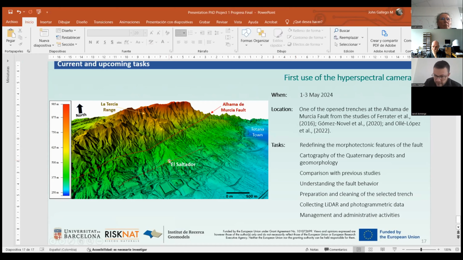This trench is open already, so we have to clean it again. We want to do a reinterpretation and also work with this LiDAR, working the geomorphology and the photo interpretation to try to compare all the work that has been done. And that's it. I think that's all from my side. Thank you very much.